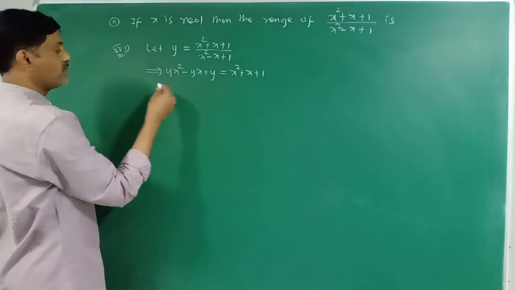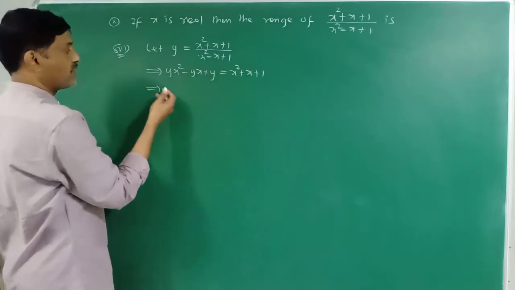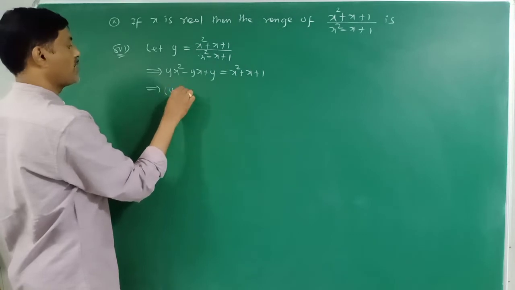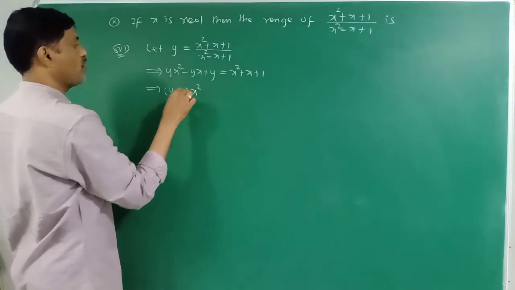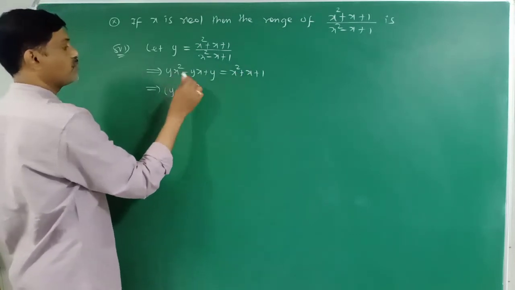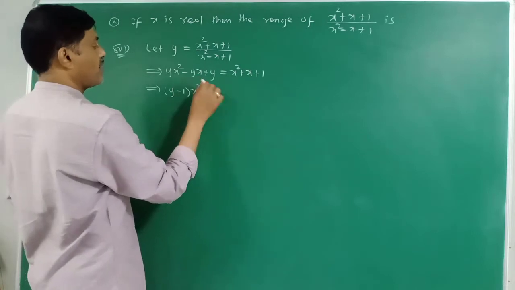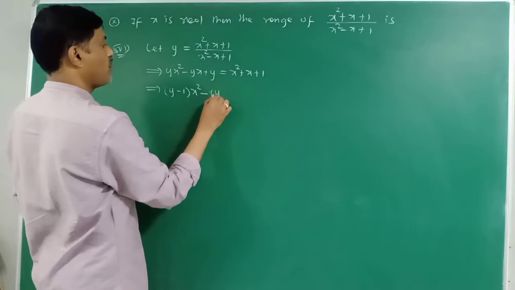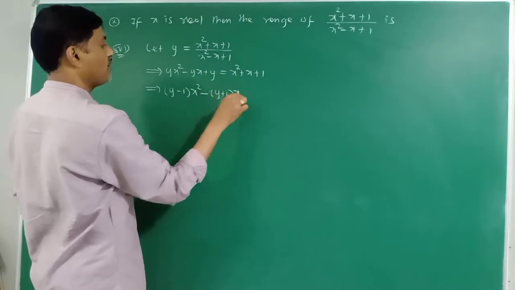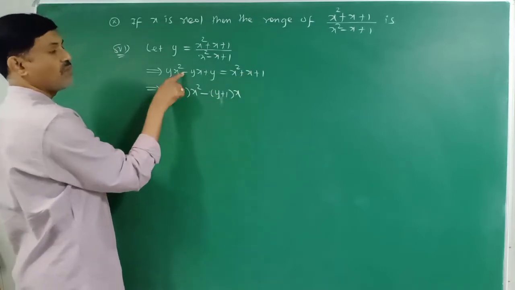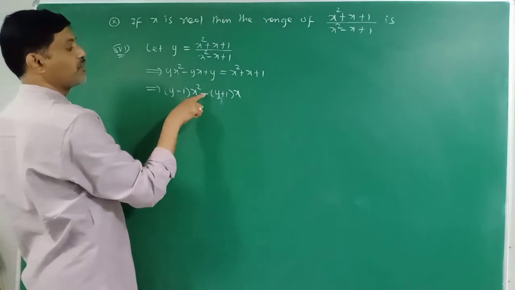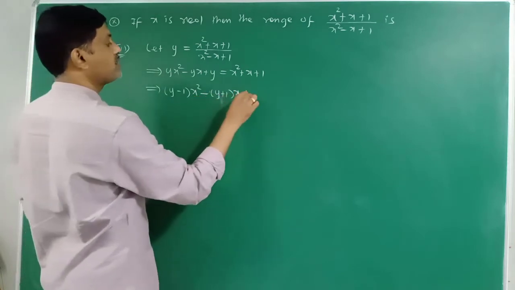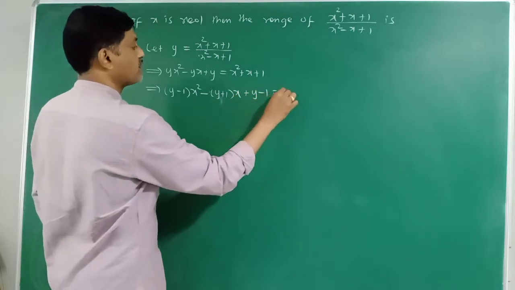Bringing all these terms to the left hand side: yx square minus x square, that is (y minus 1) times of x square. Now this is minus x minus yx, that is minus of (y plus 1) times of x. Plus y minus 1 is equal to 0.